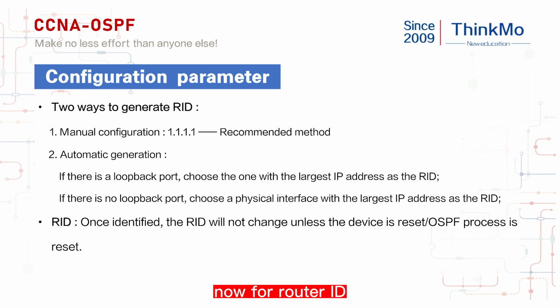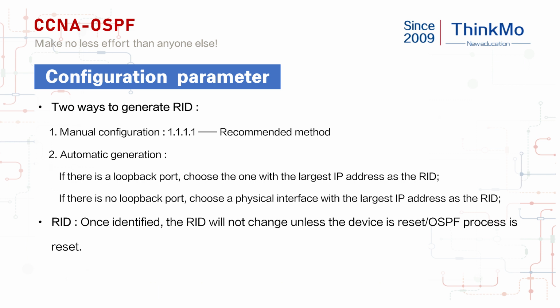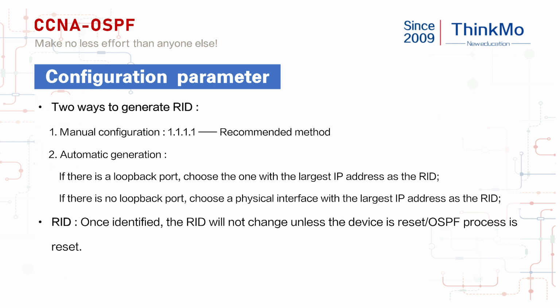Now for router ID, OSPF is running between devices. The device is sending out LSAs, receiving them, and synchronously maintaining its own routing table. Router ID cannot be easily modified. You can reset OSPF, and it changes after the reset.